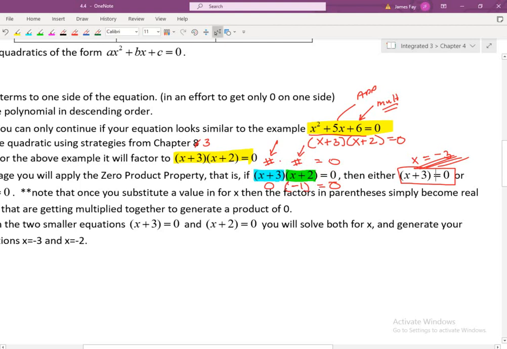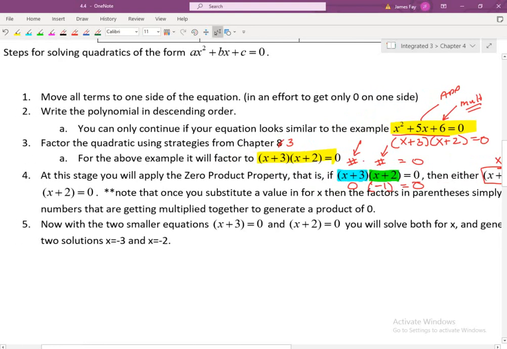Okay? Now we also take the other factor of my product, x plus 2, and set it equal to 0. Okay? If x plus 2 is equal to 0, then x will equal negative 2, right? If I plug negative 2 in right here, what's negative 2 plus 3? It gives me 1, right? What's negative 2 plus 2? 0. What's 1 times 0? 0. So that's the idea that allows us to find our two answers.